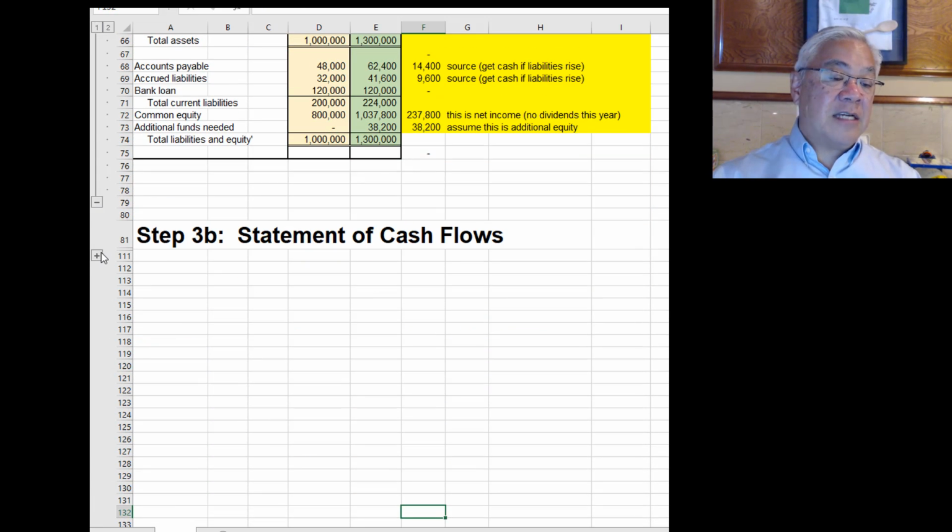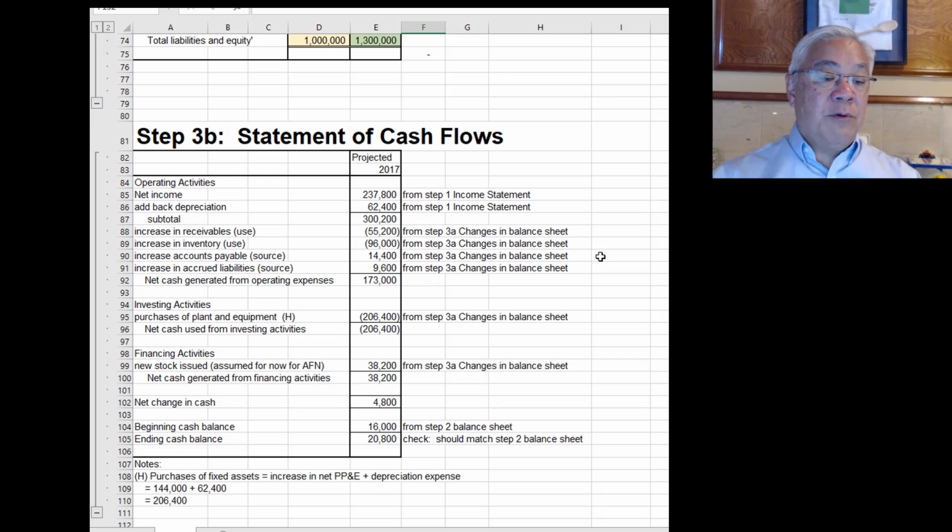Next is a statement of cash flows in a more formal way. You recall that there are three activities: operating, investing, and financing. So this does that. Income comes from the income statement. Add back depreciation comes from the income statement. Increase in receivables, changes in inventory, AP, and accrued liabilities. This whole section comes from what we just did in changes in balance sheet.